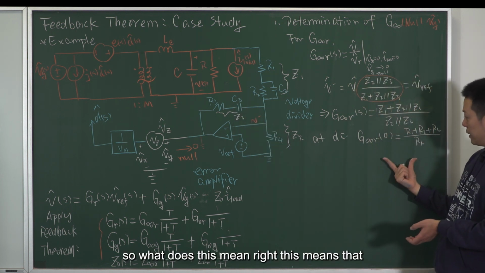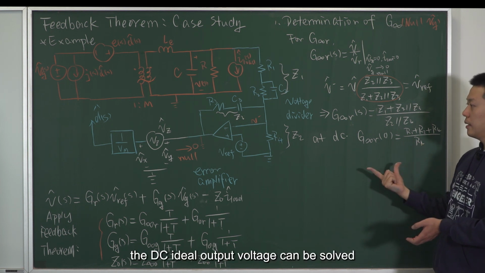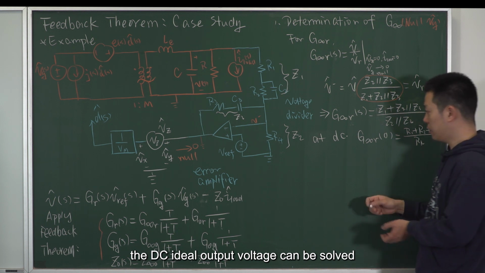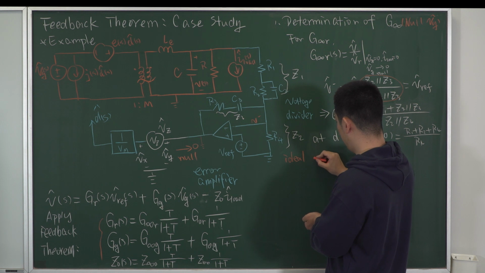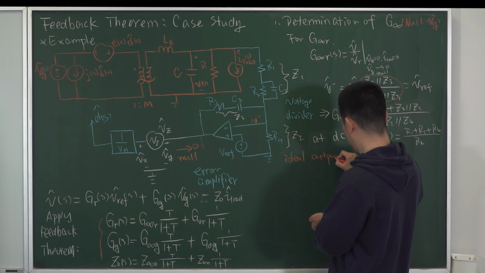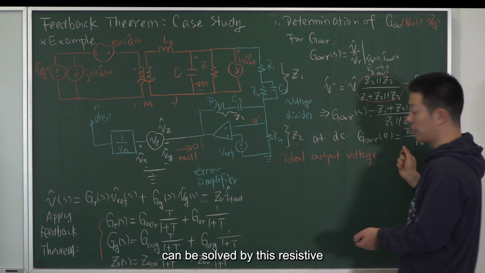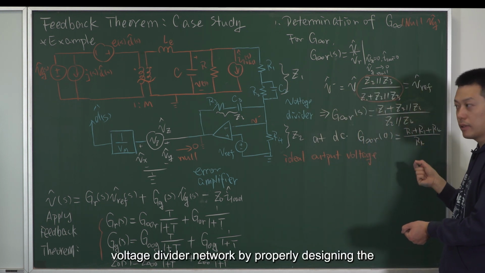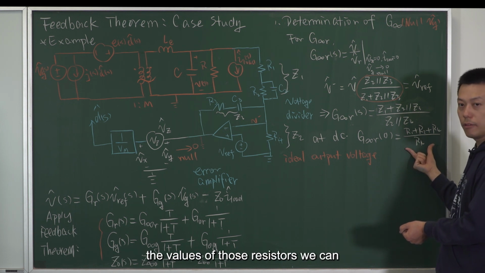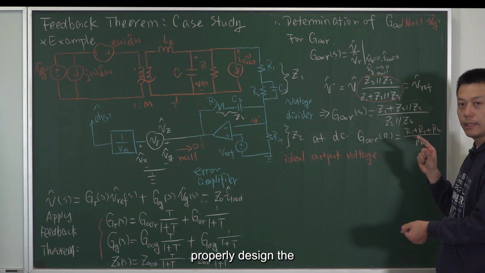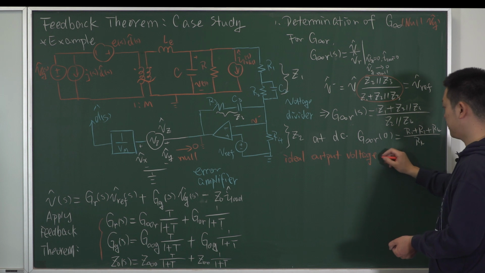So what does this mean? This means that the DC ideal output voltage can be solved by this resistive voltage divider network. By properly designing the values of those resistors, we can properly design the target DC voltage.